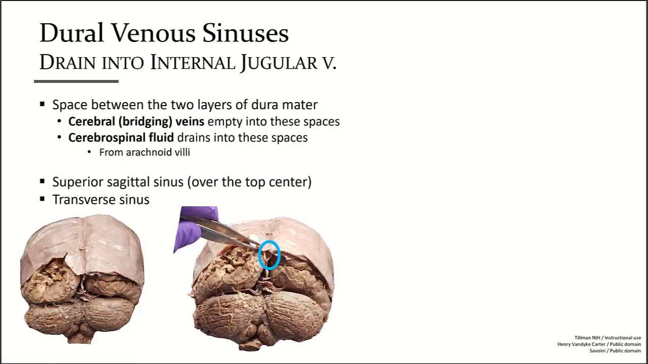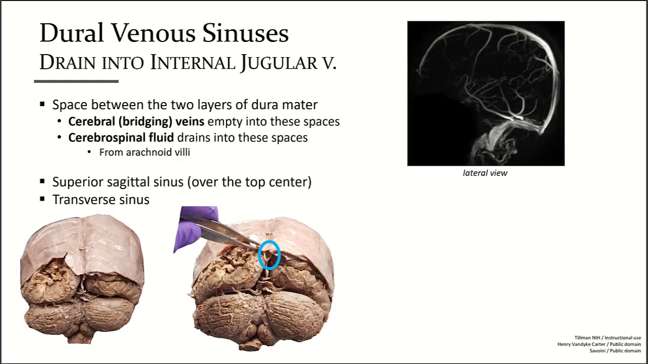So the dural venous sinuses, that is recombining the cerebral spinal fluid back into venous blood from the brain, and are ultimately going to return via the internal jugular vein. So we can see on the right imaging where the dural venous sinuses are highlighted.